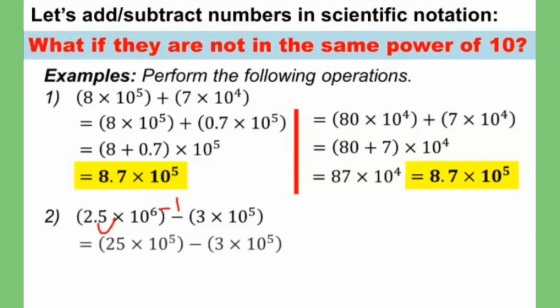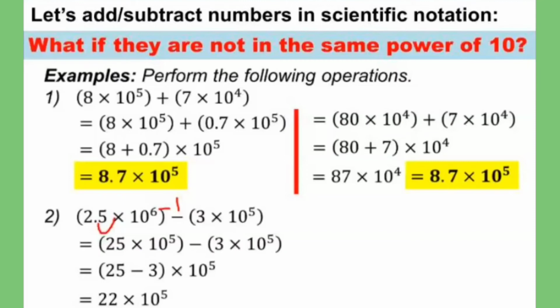We will now have 25 times 10 raised to the power of 5 minus 3 times 10 raised to the power of 5. Pwede na tayo mag-subtract. 25 minus 3. Then we just copy times 10 raised to the power of 5. 25 minus 3 is equal to 22. Then copy times 10 raised to the power of 5.